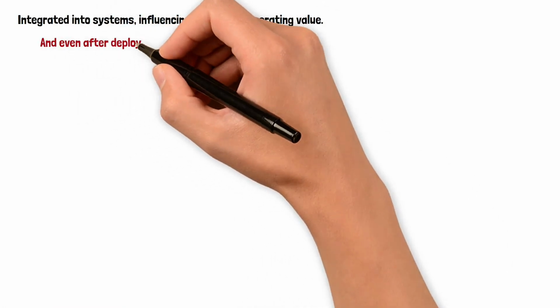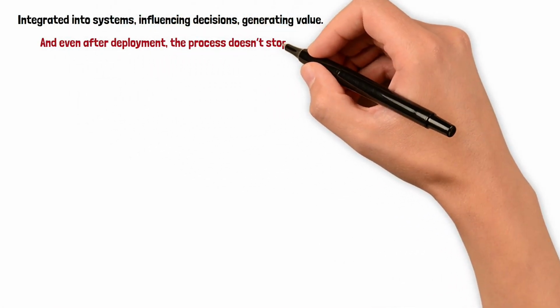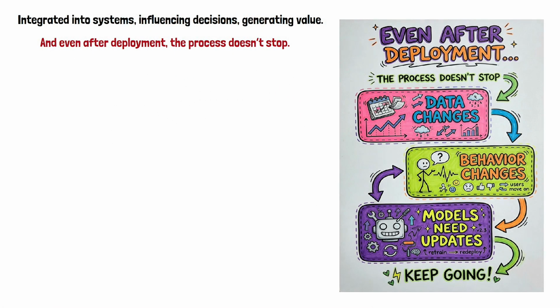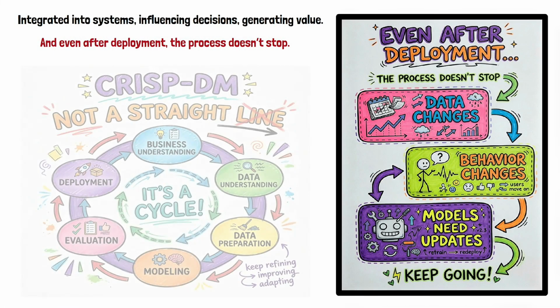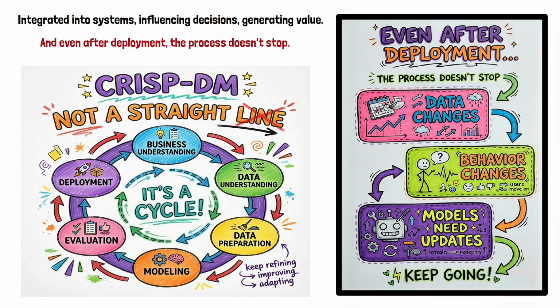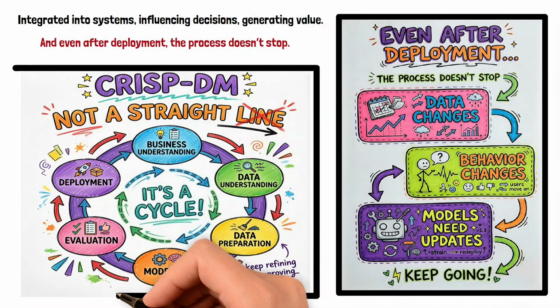And even after deployment, the process doesn't stop. Data changes, behavior changes, and models need to be updated. That's why CRISP-DM is not a straight line. It's a cycle. You keep refining, improving, and adapting.